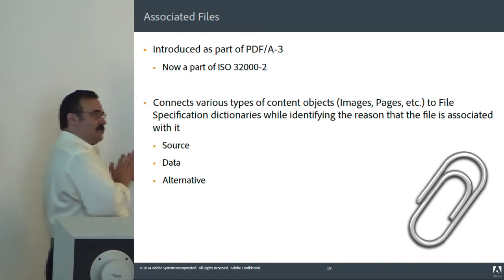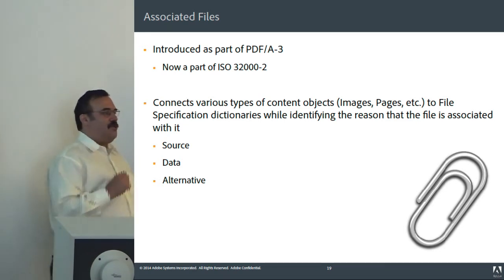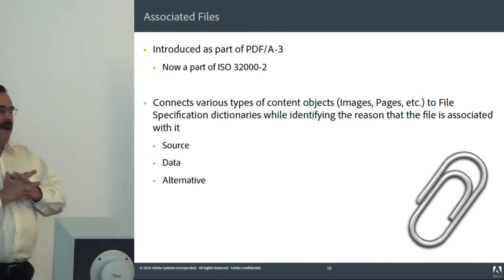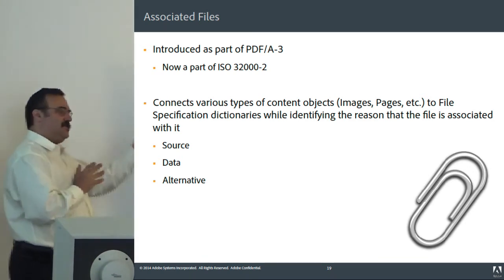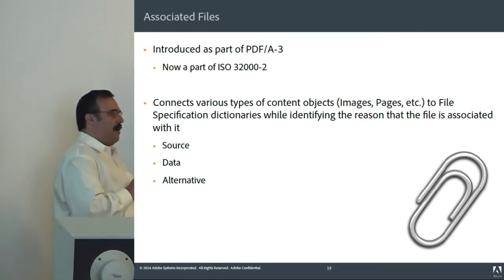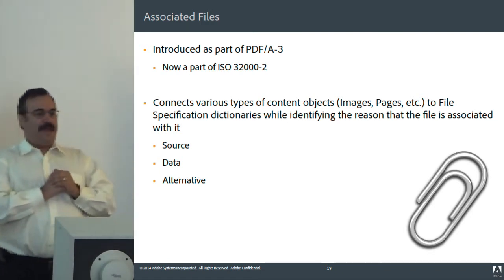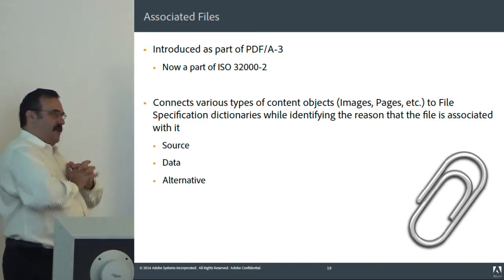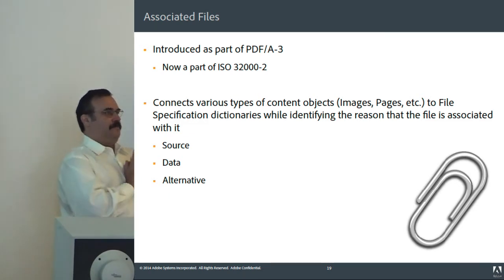There's a new feature though, so this is actually, I think, the only place where I'm going to tell you about something that's new in 32000 Part 2. It actually came about in PDF/A-3, so it's actually shipping, if you will, now on a published standard, so I don't feel too bad about talking about it ahead of time. We added something in PDF/A-3 called associated files.